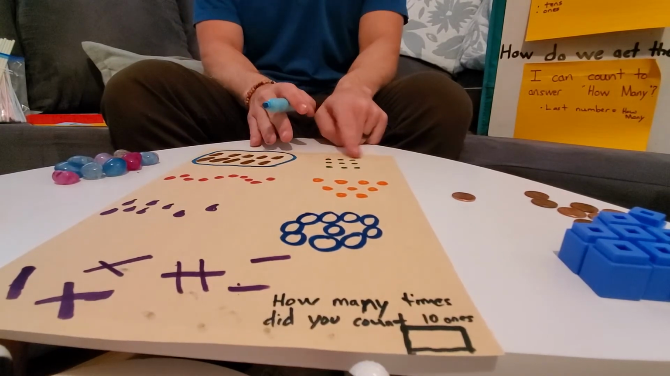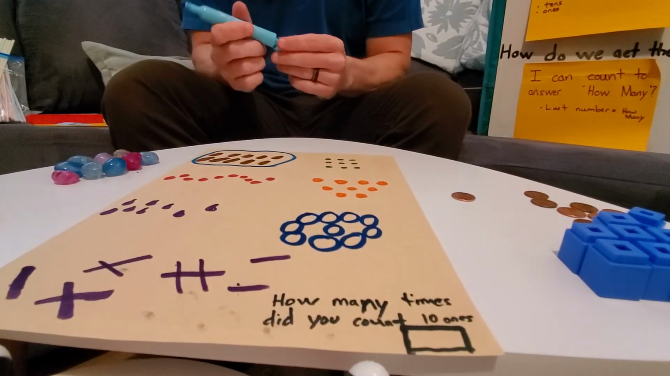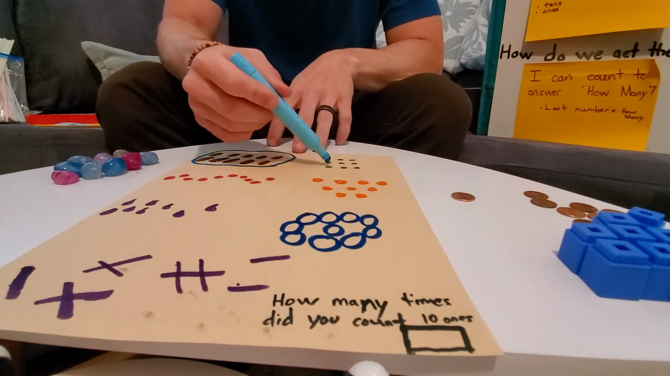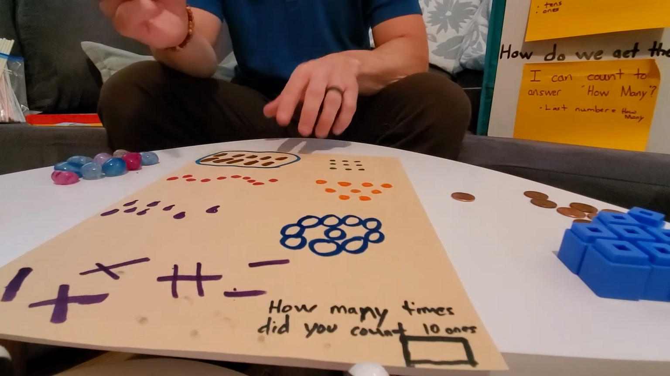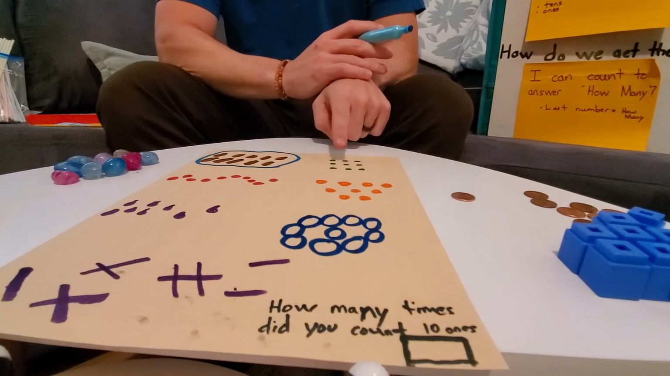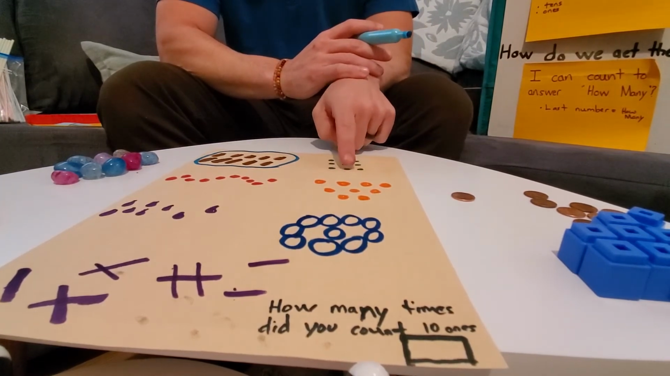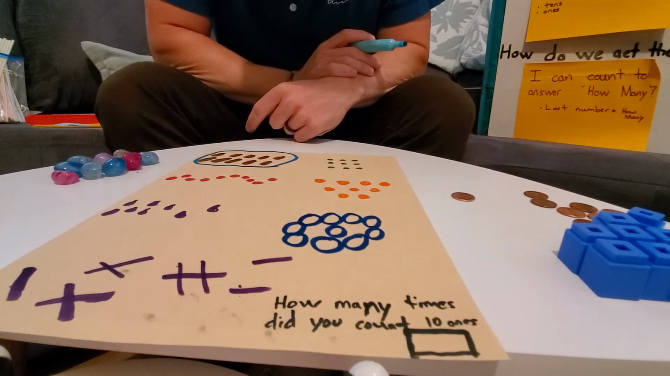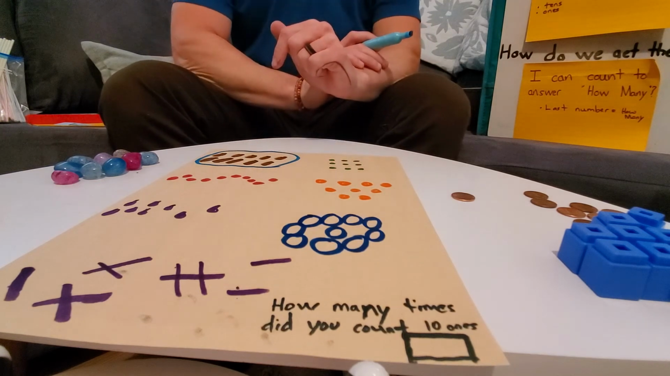Next, we come to this array of circles. An array is a group that has the same number in each line as it does in each row. Let's count really quick. 1, 2, 3, 4, 5, 6, 7, 8, 9. The last number I said was 9, and 9 is not 10. So we are not going to circle that one.